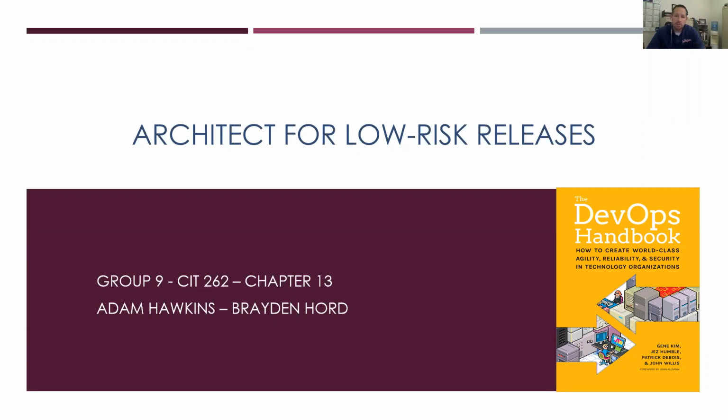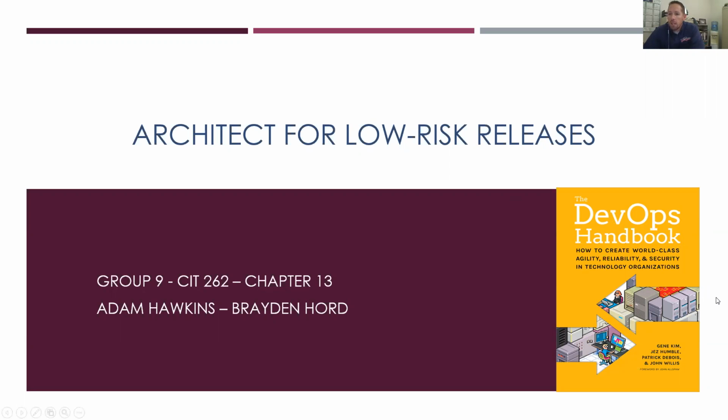So we went through Chapter 13 out of the DevOps Handbook, which is Architect for Low Risk Releases. If you can sum up the chapter in one thing, it talks about how we architect and build our systems can really determine how quickly we can get releases out, and you can back yourself into such a corner that you can end up killing your company. There are a couple of really cool examples that they used in the book that we'll go through today.